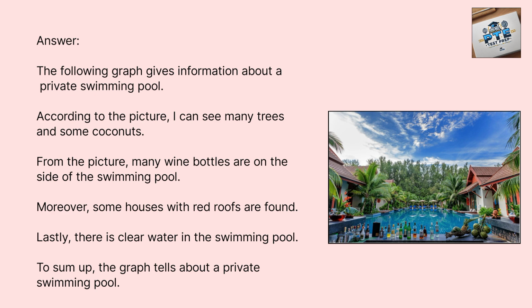Moreover, some houses with red roofs are found. Lastly, there is clear water in the swimming pool. To sum up, the graph tells about a private swimming pool.